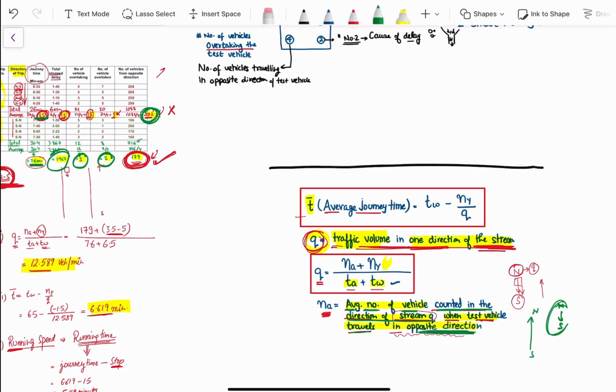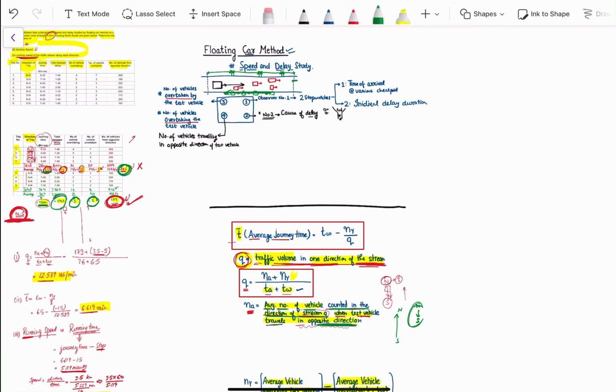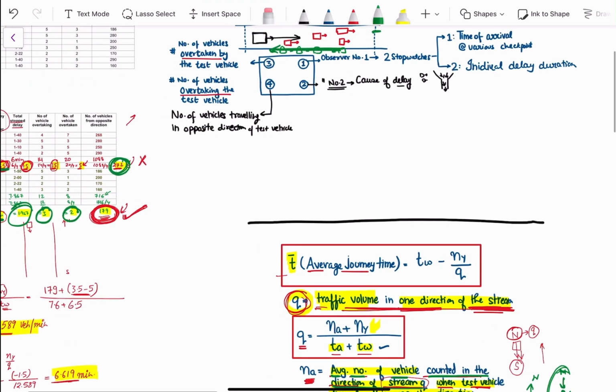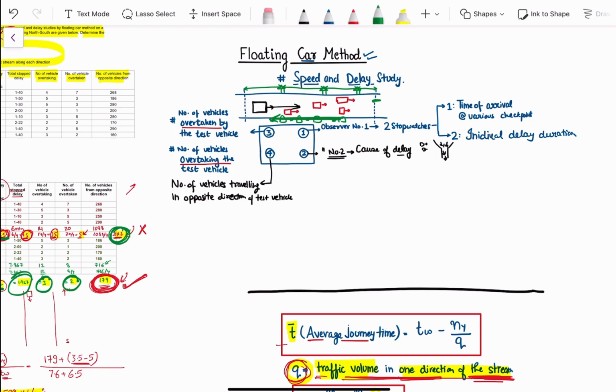So I hope with this lecture, this floating car method is very clear to you. There is no doubt. And again, if you have any doubt, you can ask in the comment section, or even if there is some suggestion regarding the video and there is some topic over which you want me to make a video, please do post it in the comment section.